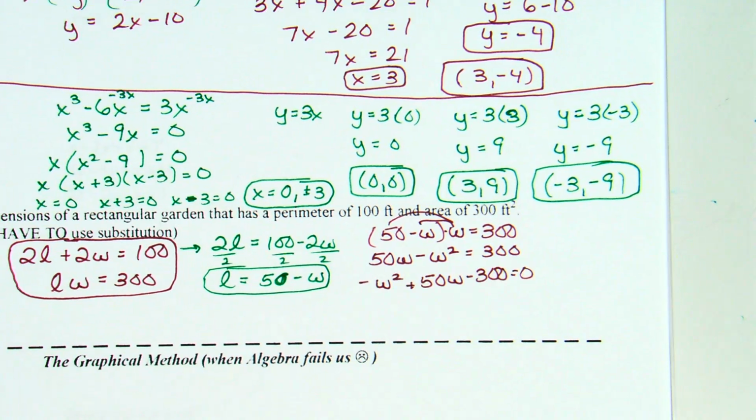What are you going to try and do now? You're going to try and factor, right? We need something that multiplies to be 300 and adds to be 50.